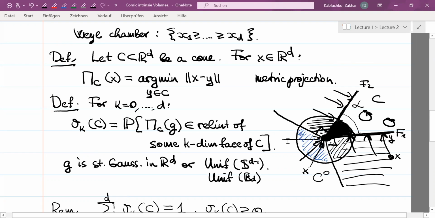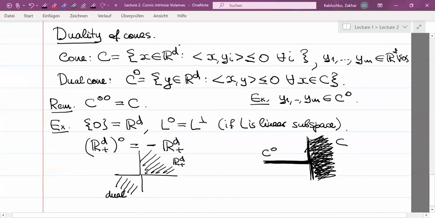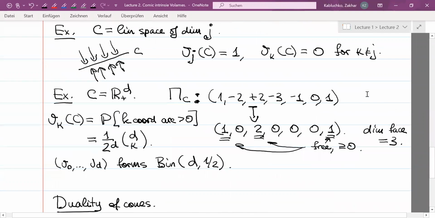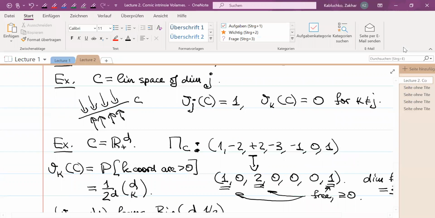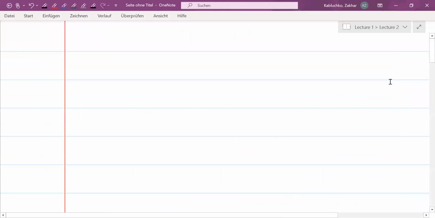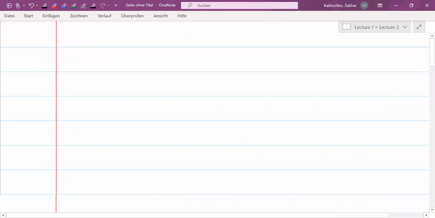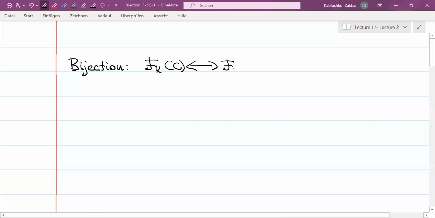And in order to describe all points which are projected to a given face, we have to introduce the concept of duality between the faces of the cone C and the dual cone C. Namely, we have the following duality between the faces of C and the faces of the dual cone. By bijection, k-dimensional faces of C are in one-to-one correspondence with d minus k-dimensional faces of C dual.